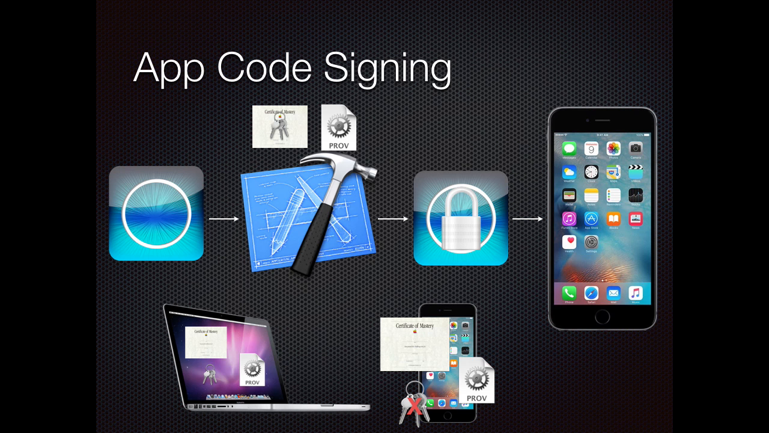When we actually code sign, you do your development on your application, you code sign it, it becomes an encrypted application that can then be deployed to devices. Remember to hold on to that private key. The device itself does not get the private key.